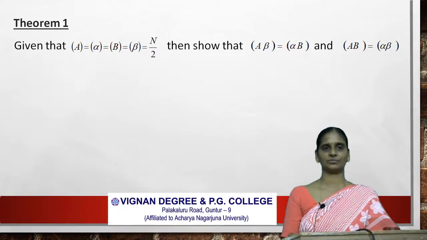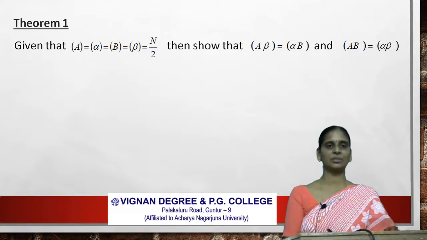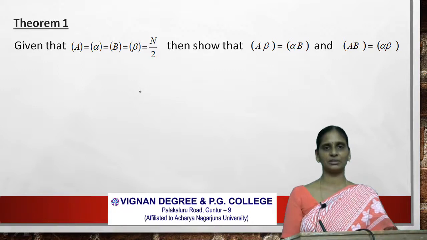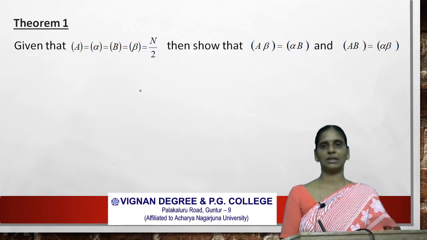So first theorem, theorem 1. The statement is: given that frequency of A is equal to frequency of alpha is equal to frequency of B is equal to frequency of beta. This is equal to n by 2. Then show that frequency of A beta is equal to frequency of alpha B and frequency of AB is equal to frequency of alpha beta.